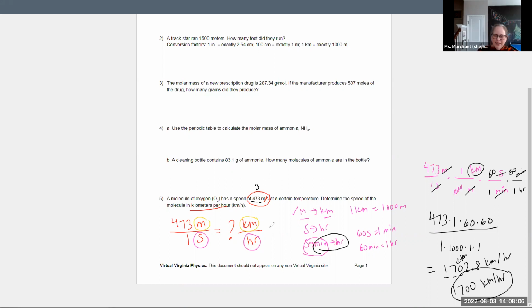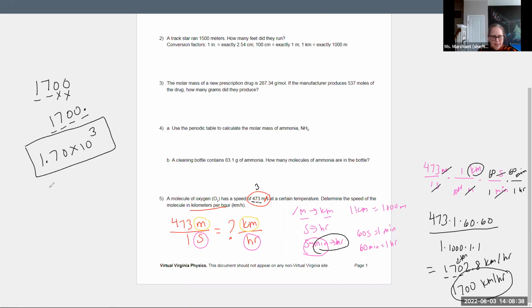Now, that one's kind of a trick question. If you do answer 1700 kilometers per hour, I will give you full credit for this one. But when I look at 1700, how many sig figs are there? Only 2. Trailing zeros, if I don't see a decimal, are not important. So how can I get 3 sig figs? Some people want to add a dot at the end. I could, but now how many sig figs do I have? 4. What's the easiest way? 1.70 times 10 to the third. Change it to scientific notation. And now I have my 3 sig figs.